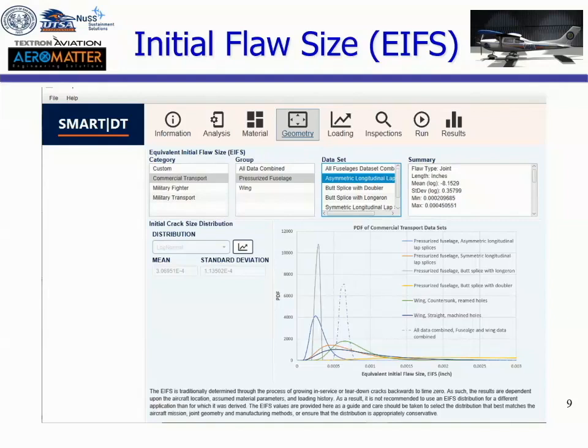There's no reason not to do that, or it couldn't be done. So this is what we've provided to date, and you see a picture of some of what these EFS distributions look like, and you can see the information for this particular case. If you wanted to put in your own information, you would pick custom, and then put in what distribution type, and then what your parameters were, and that's what you would use for the analysis.